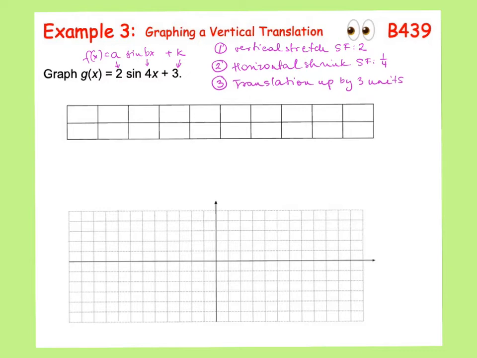So when we are making the table of values, as before, we are going to create the table of values with the horizontal stretch or shrink, in this case a shrink, included already. So let us first figure out our period. Because b is 4, our period is 2 pi divided by 4, which will give us pi divided by 2. So this is going to give us our horizontal shrink.